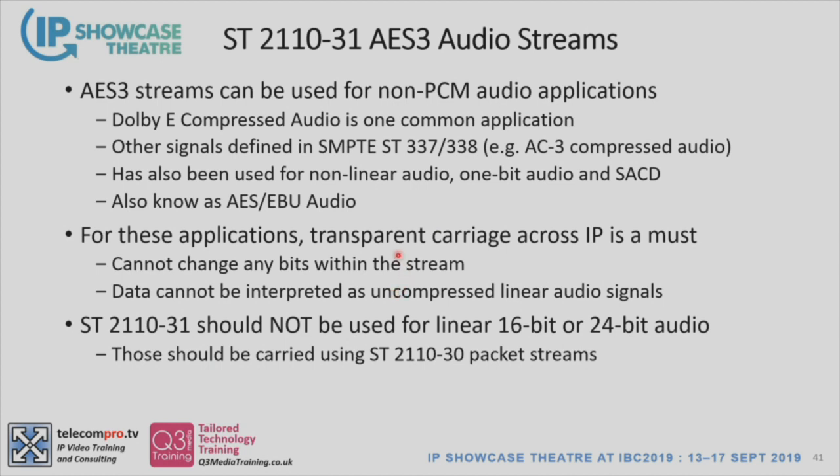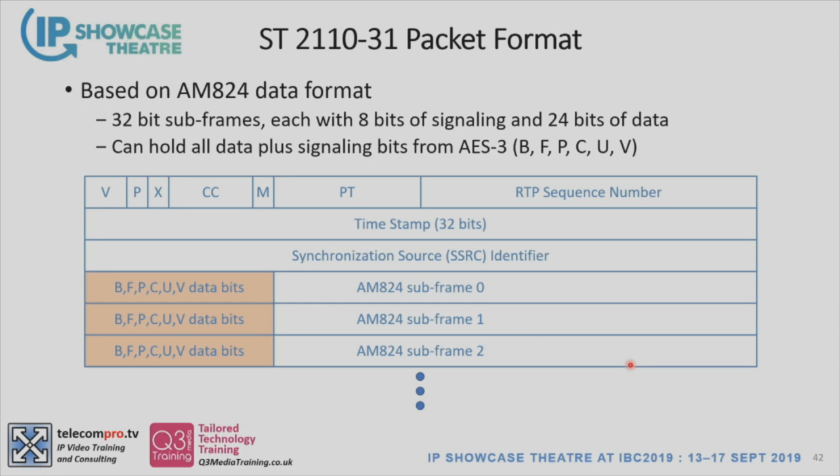2110-31 AES-3 audio streams. A lot of times AES format is used for things that are not PCM audio, so they don't have 8-bit or 24-bit samples, so we need a way to transport those transparently across an IP network. And note that you should not be using 2110-31 for good old linear audio. So how does this look?